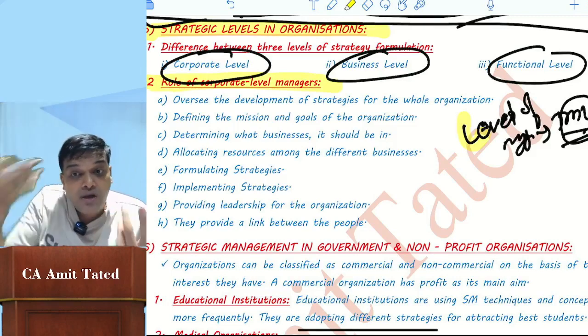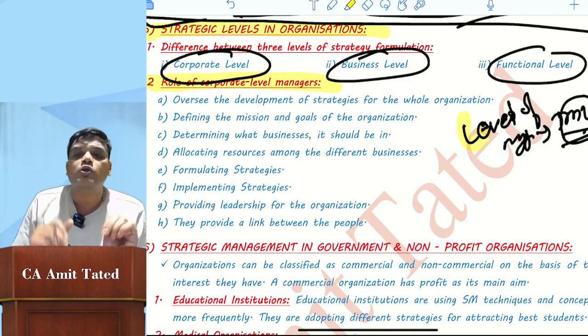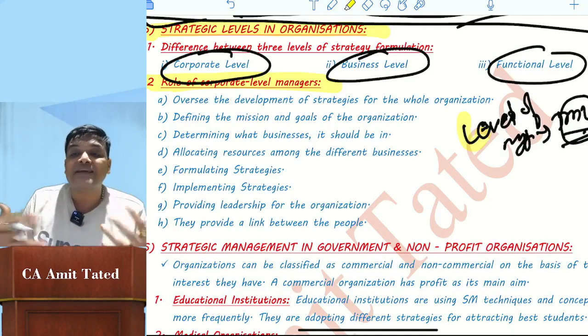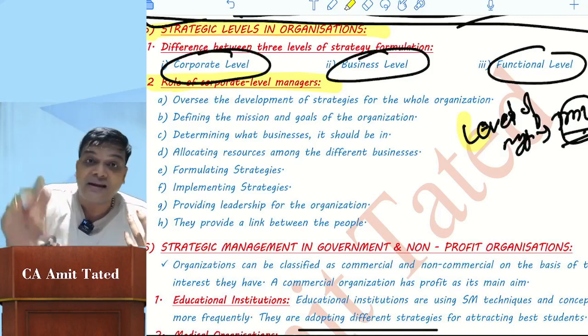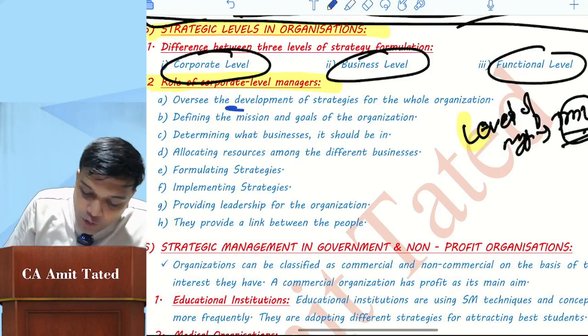Tata Group head का role क्या है? तो he will be having total 8 roles. What are the 8 roles? First, he will be developing strategies for the whole organization. I am discussing the whole organization, meaning Tata Motors, Tata Consultancy and everything. He will be developing a strategy for the whole organization, Malik.